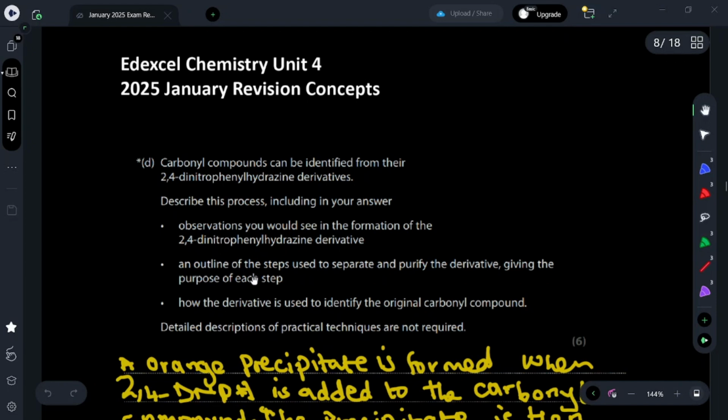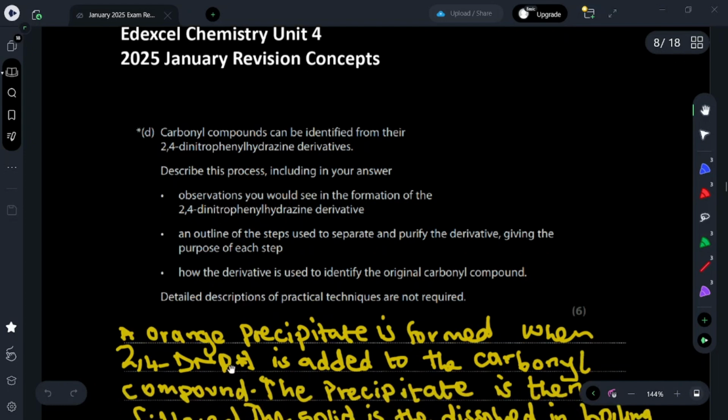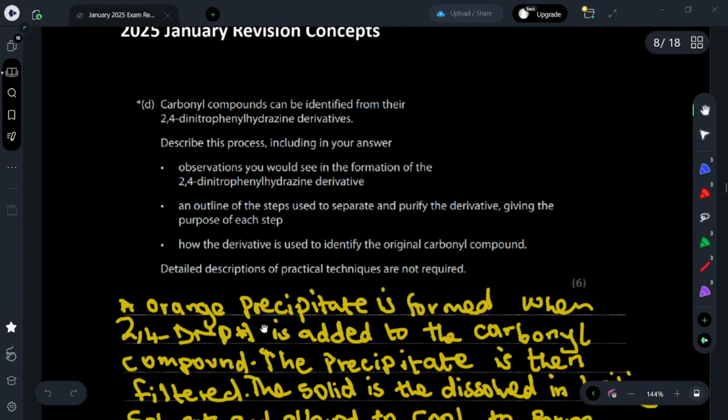You want to identify the carbonyl compounds using what? The derivative formed. For us to form the 2,4-dinitrophenylhydrazine derivative, we use 2,4-dinitrophenylhydrazine as the reagent to test for the presence of the carbonyl. Now that we know this is a carbonyl, we don't know whether it is an aldehyde or a ketone. We can test first of all that this is a carbonyl by adding 2,4-dinitrophenylhydrazine. So when we add 2,4-dinitrophenylhydrazine to the carbonyl, we get an orange precipitate.